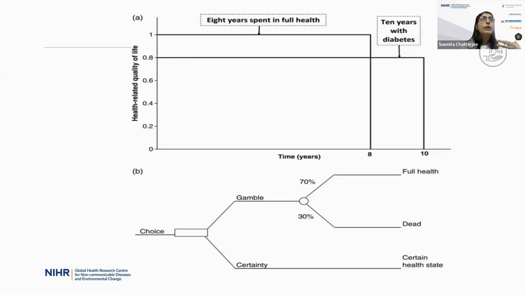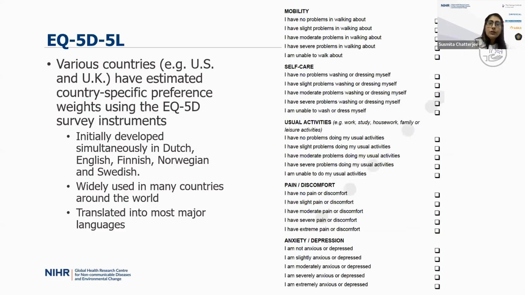And it is actually asking them directly to say, how are you rating? What is the utility you are putting for your value? I'm sure many of you know, the most used tool for estimating QALY is the EQ5D. Initially, it was EQ5D 3L. Now most researchers actually use EQ5D 5L.